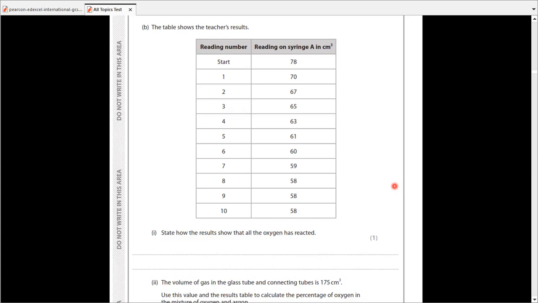Wait, what? What kind of working is that? I'm not sure how to answer this question. I just made something up. Okay, I'm going to give you a small hint, and I want you to work your way over there. The entire volume of the gas in the glass tube and the connecting tubes is this. We started off with this much of the reading, and by the end, we had this much reading. So you would know the difference of how much oxygen was consumed. So the amount of oxygen consumed over the total amount multiplied by 100. I think that's pretty easy to follow.